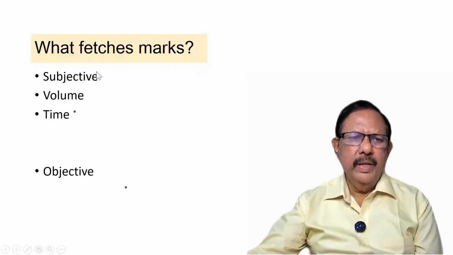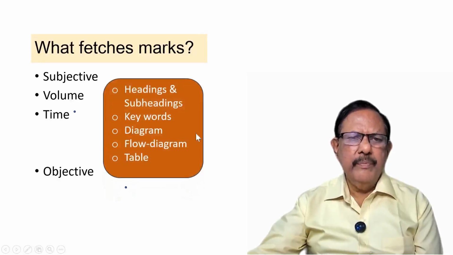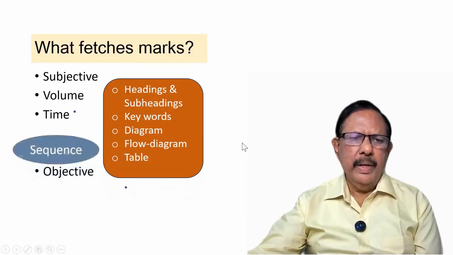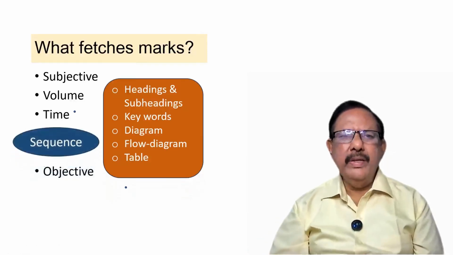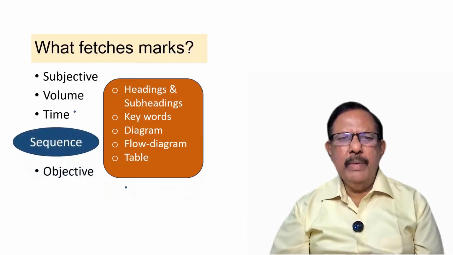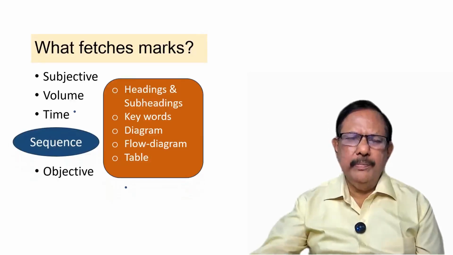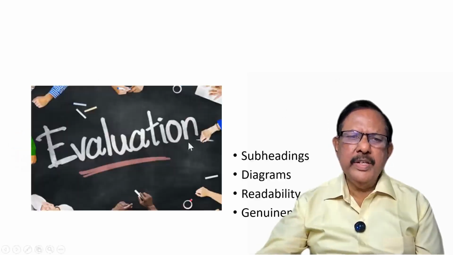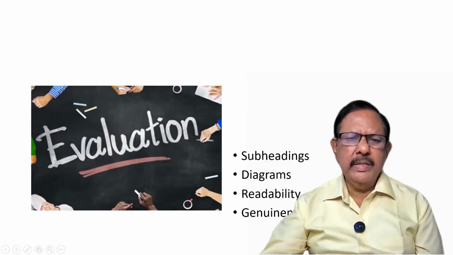What fetches marks? Subjective answers, volume, time, objective. So these are all certain things, but look at this again, the keywords, diagram, etc. But the most important one shall be the sequence. So have an order by itself. Think of the subheadings, they will take you to the answer. And the evaluation shall be based on the subheadings, the diagrams, readability, genuineness, obviously. And any of our answers should be based on a text and not otherwise.